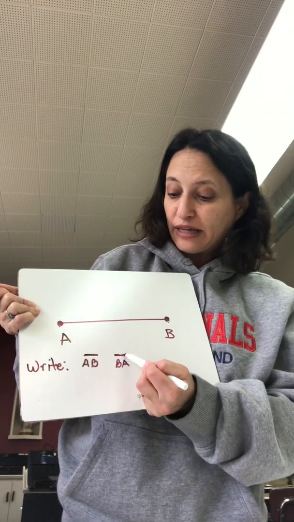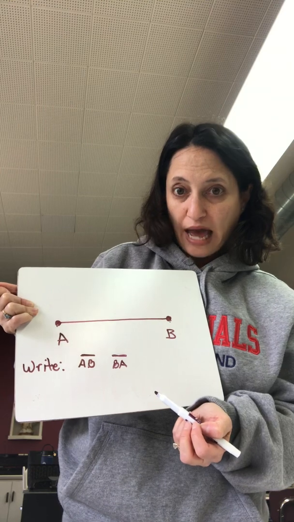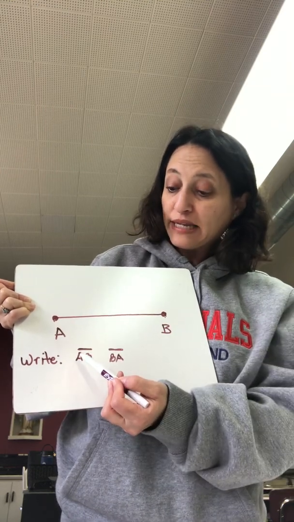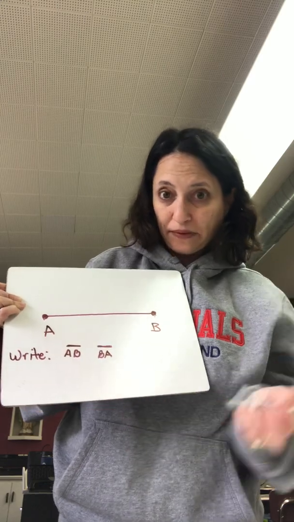That's the symbol for line segment. You don't have to put the little dots. Just the line. So we have line segment AB and line segment BA. All right, those are line segments.